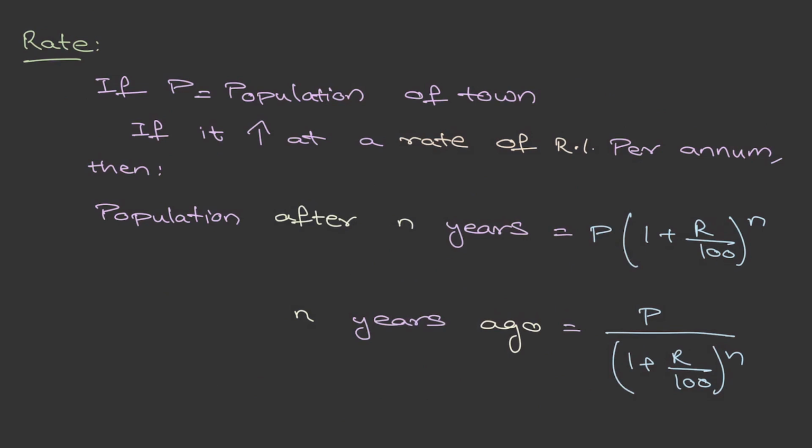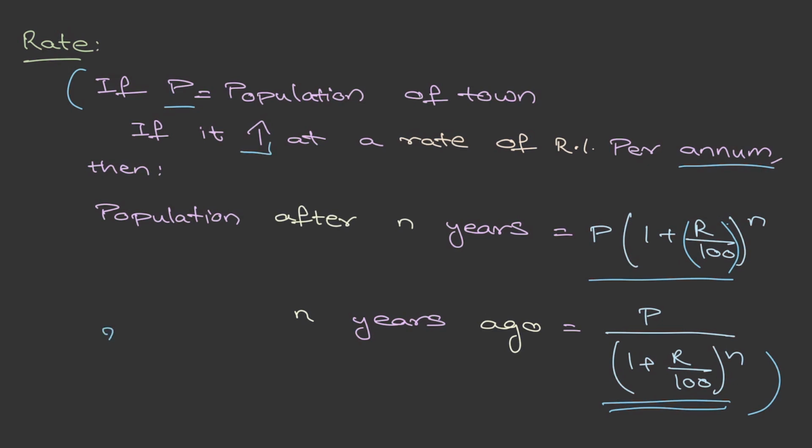Now let's see how to solve rate related problems. Rate problems can be solved by this particular formula. Let's look over it. Let P be the population of a town, and if it is increased at a rate of R% per annum, then the population after n years is given by P into (1 plus R by 100) whole power n. And in the same way, if they ask us to find the population n years ago, then it is given by P by (1 plus R by 100) whole power n. These formulas are for constant increase in the population.